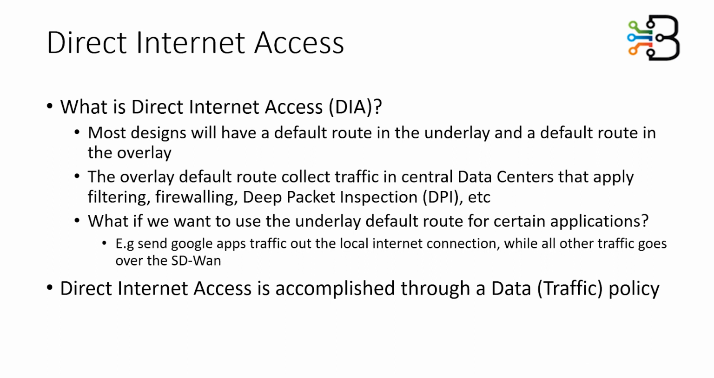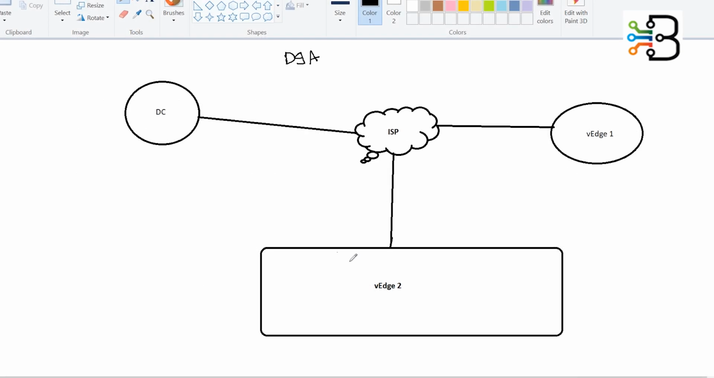Today we are going to talk about how we are going to configure the direct internet access. So in order to understand direct internet access, firstly we have to understand what is happening on the VH device. Right now on any of the VH devices, there are three VPNs that we are configuring. One is VPN 0, the other one is VPN 1, and the third one is VPN 512.